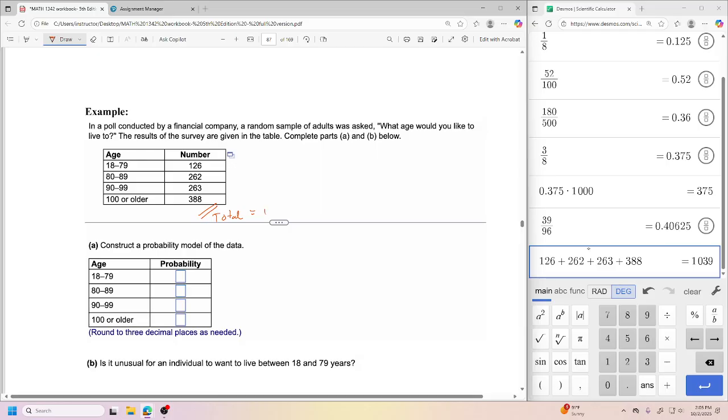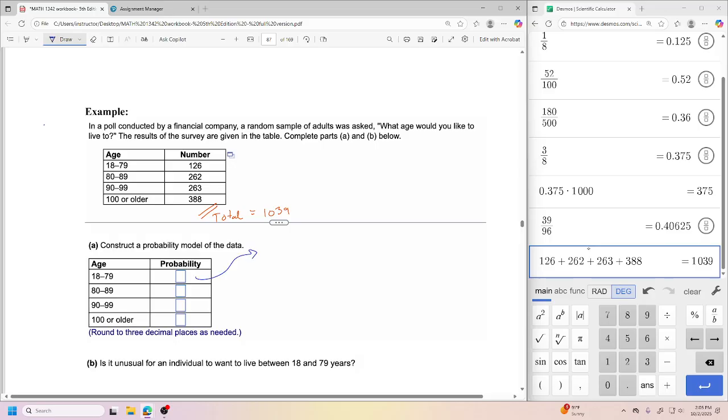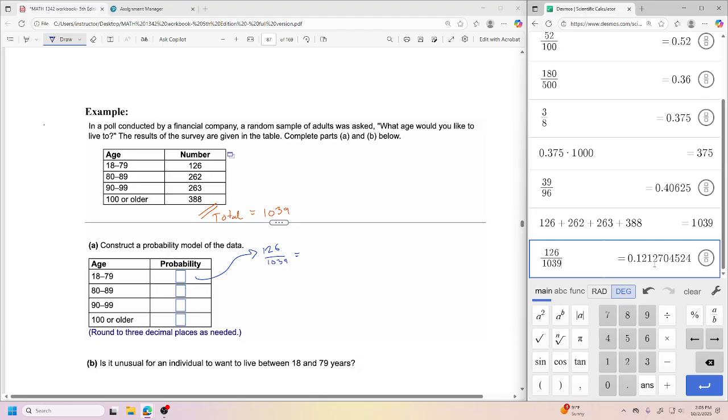So I've got 1,039. And what I'm going to do is just select it over total every single time. First off, I got the 126 over the 1,039. And I'm just going to go one by one with this. 1,039. And it says 3 decimal places, just in case I mess up now. It's pretty clear.